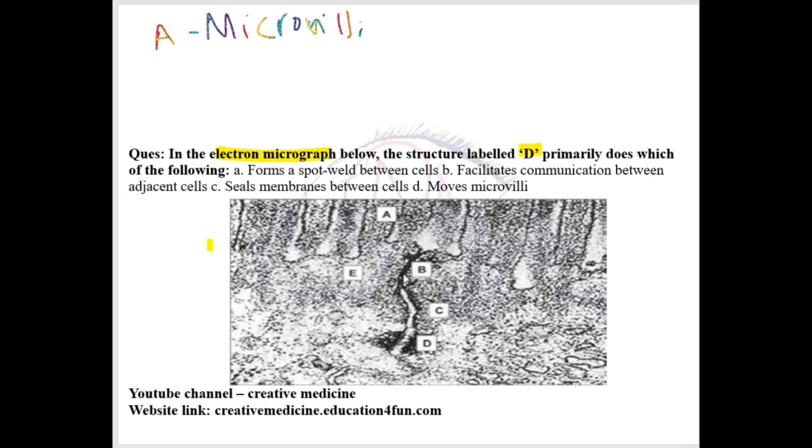Then what is B? B and C, this is a thin layer. You are not seeing any gap. There is not much gap between the two layers. So B is zona occludens, because the intercellular gap is very less. Whereas in C there is some gap present, around 20 nanometers, a little wider gap. So this is zona adherens.